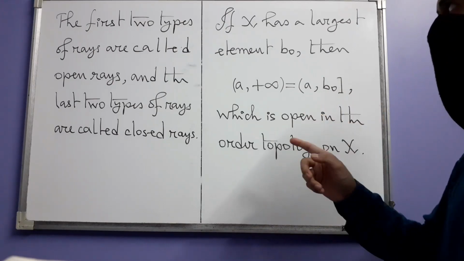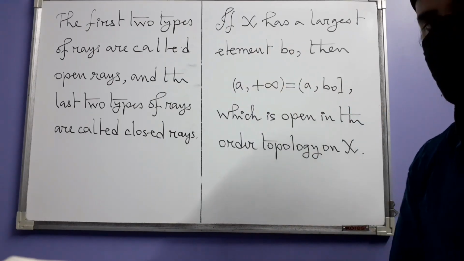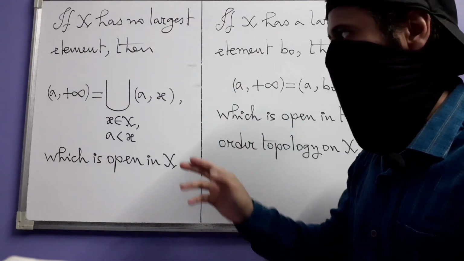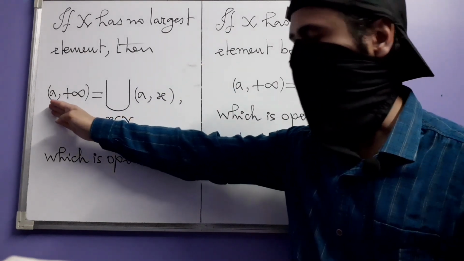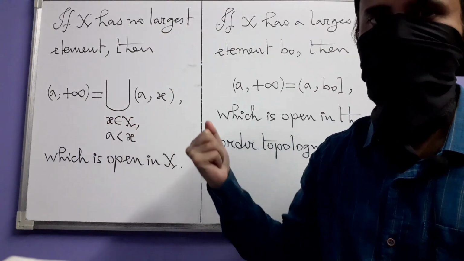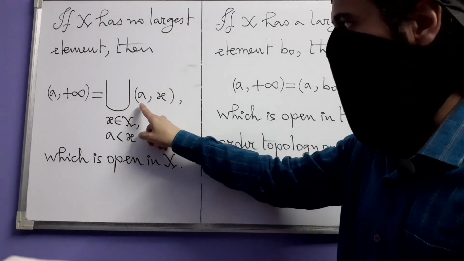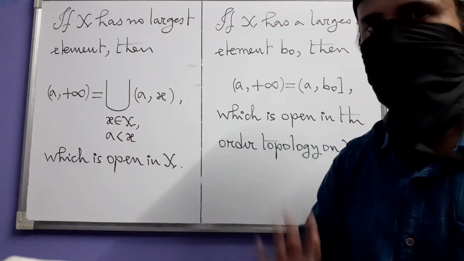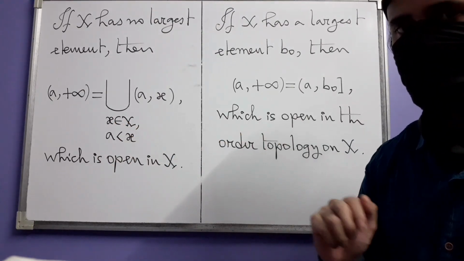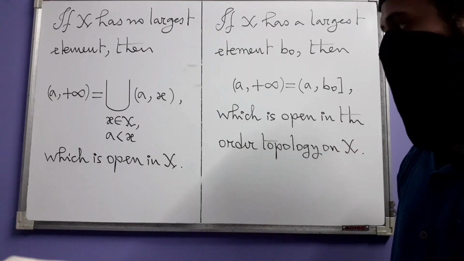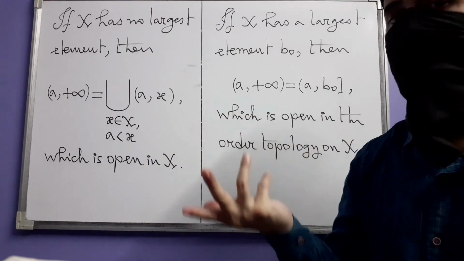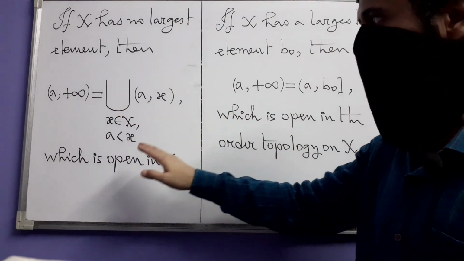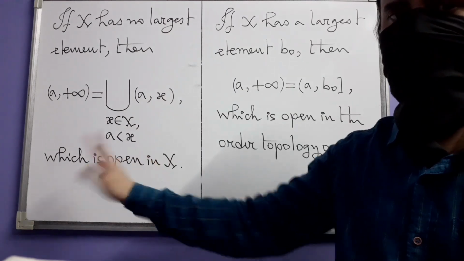And in the other case, X will have no largest element. So in this second case, X has no largest element, and in this case you can easily check that your ray equals this union. The union of all ordinary open intervals (A, x), where x belongs to X and A is less than x. It's not a very difficult thing to verify. For example, what will you do if you have to prove that this equality is true? You would have to show that each set is a subset of the other.